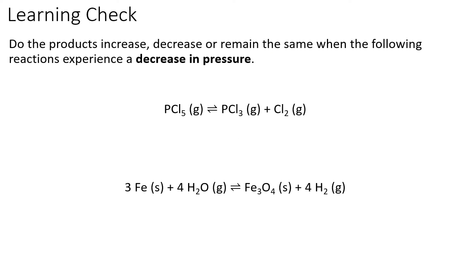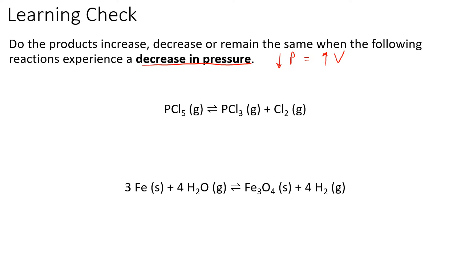Do the products increase, decrease, or remain the same when the following reactions experience a decrease in pressure? If we have a decrease in the pressure of the system, that would mean we have an increase in the volume. So essentially our reaction containing our gases could be present in a bigger vessel, a vessel that contains more space. So by putting our reaction in a larger vessel at a lower pressure, we're alleviating some of the strain from the pressure of those gases themselves.